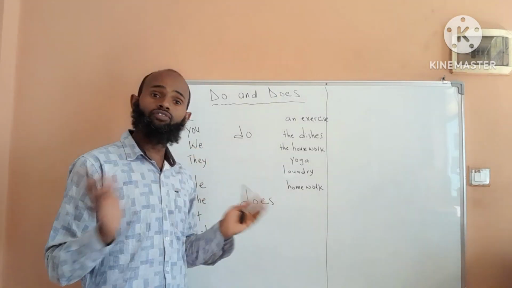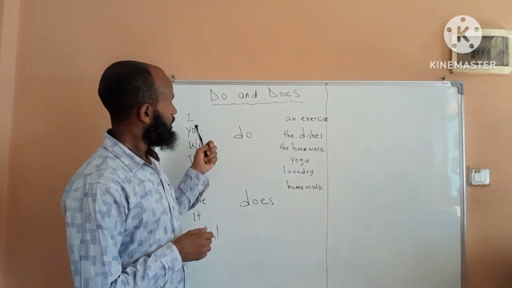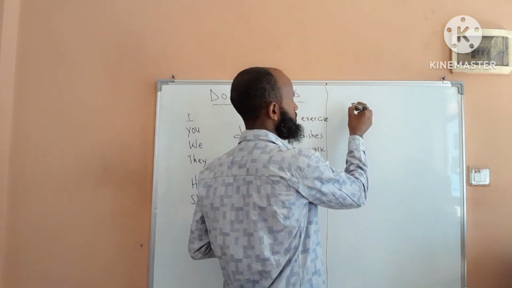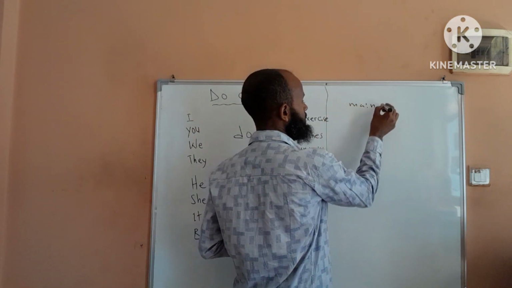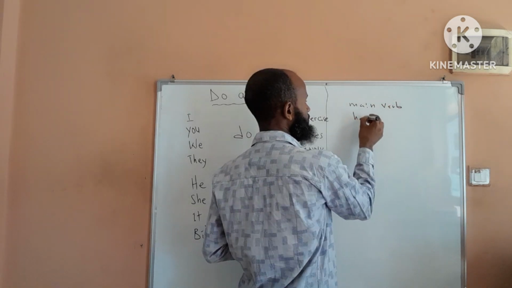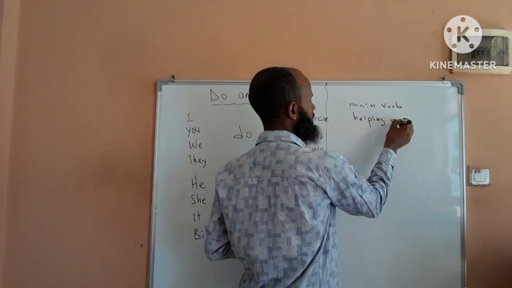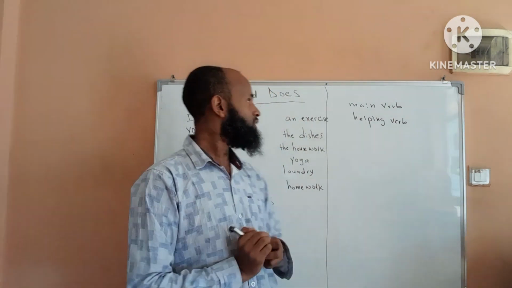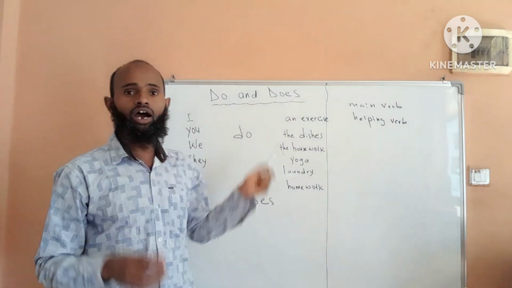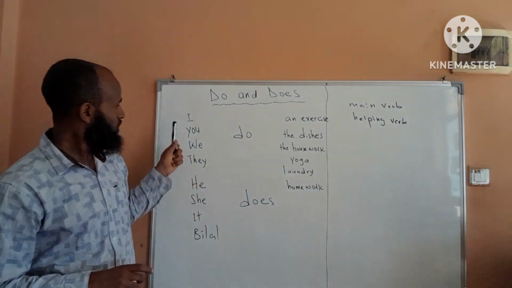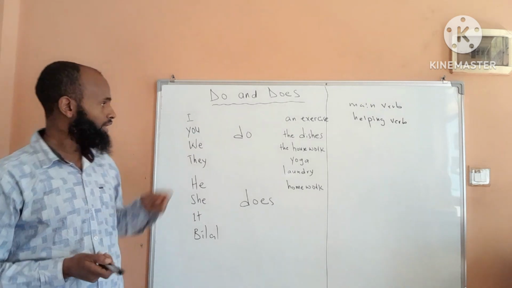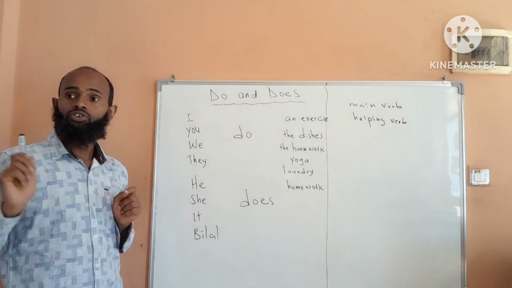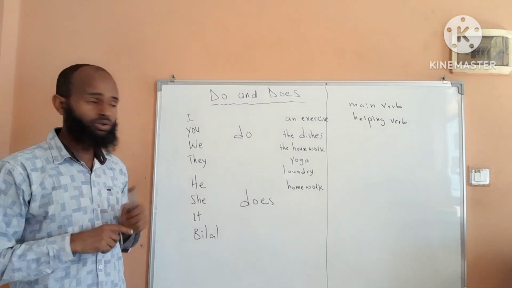We use do and does in different ways. The first one is as a main verb. We have two types of verbs, main verb and helping verb, or auxiliary verb. Here we will see how to use them as a main verb. Look, I do. Here we have to put the subject in the beginning. I do. You do. We do.